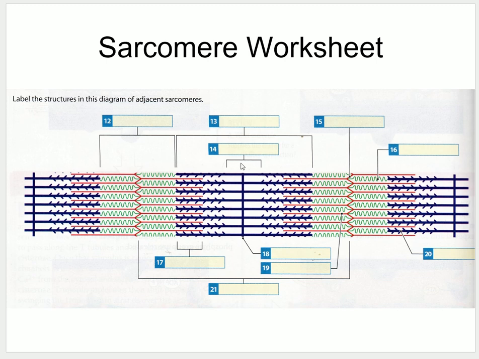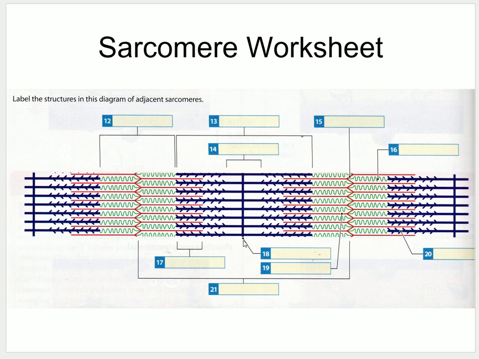It's the H zone. See, number 15, that's the Z line. So from Z line to Z line is one sarcomere. That's question 21, a sarcomere. Number 16, that's just called elastic filament. Number 17, myofilament. So thick band, thin band, thick band, thin band. They're both myofilaments, myosin and actin. Myosin is thick, actin is thin.